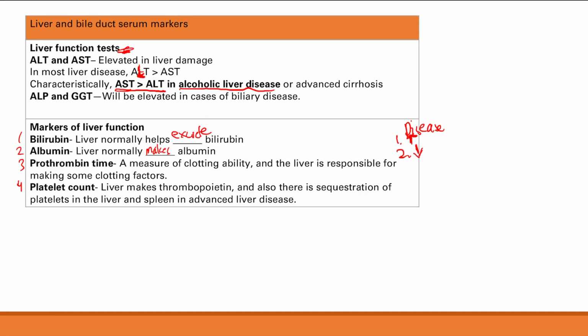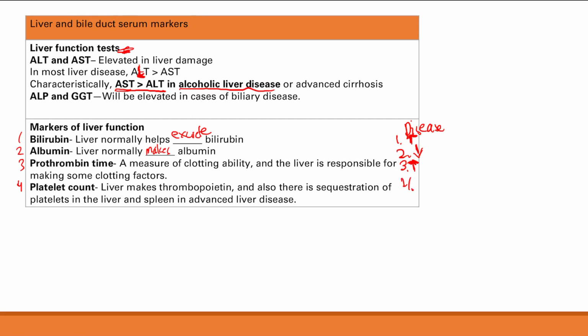Prothrombin time. Prothrombin time is a measure of clotting ability. So kind of like how long does it take for you to clot up? If you have less clotting ability, you have a longer prothrombin time. And your liver is normally responsible for making some clotting factors. So what's going to happen to your prothrombin time if you have liver disease? Your clotting time is going to go up. Your prothrombin time is going to go up because you have decreased clotting ability.